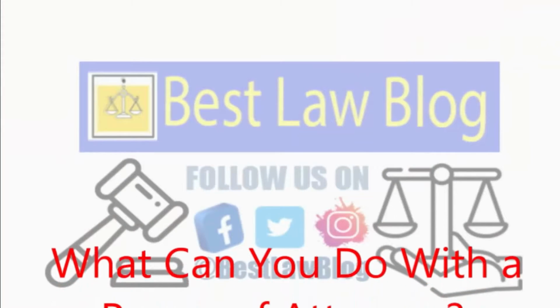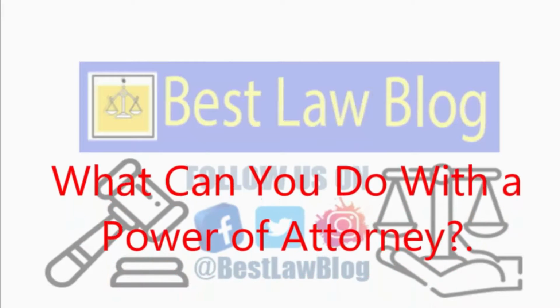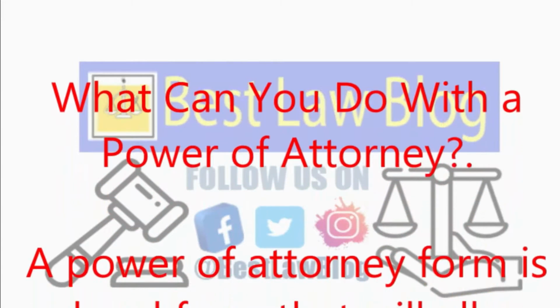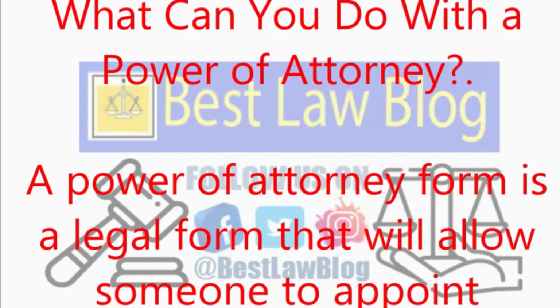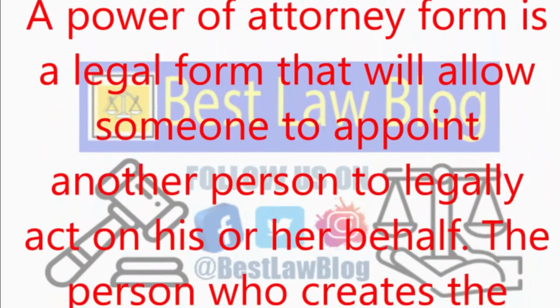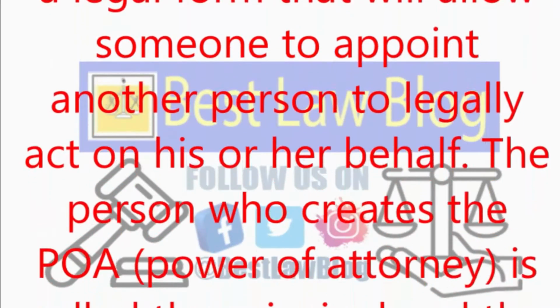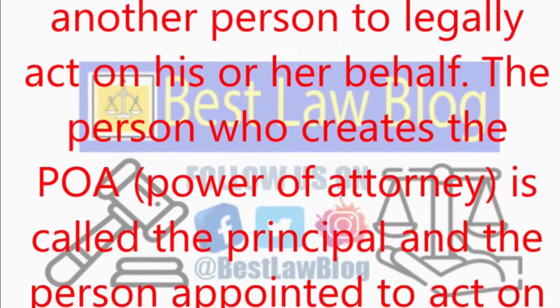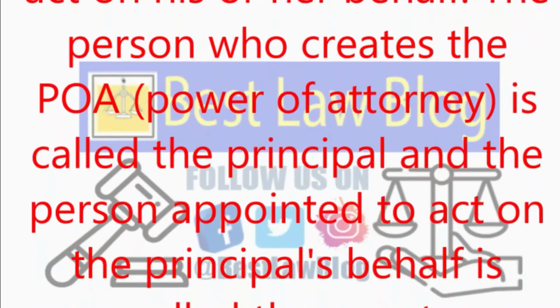What can you do with the power of attorney? A power of attorney form is a legal form that will allow someone to appoint another person to legally act on his or her behalf. The person who creates the power of attorney is called the principal, and the person appointed to act on the principal's behalf is called the agent.